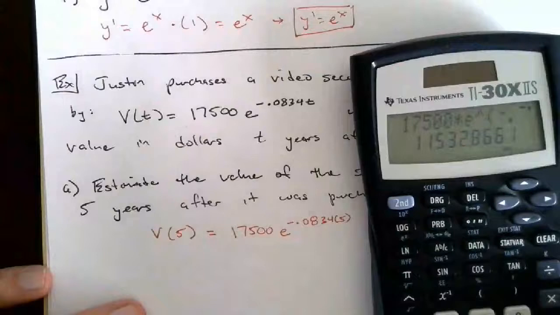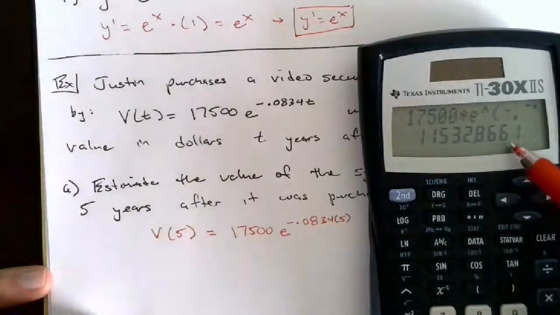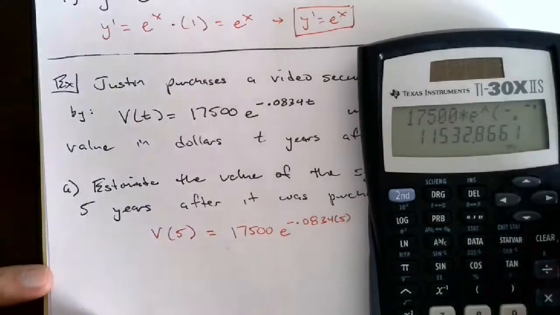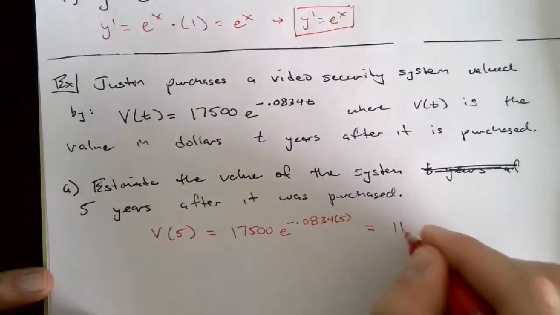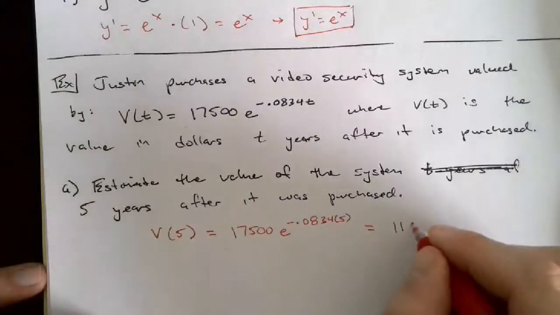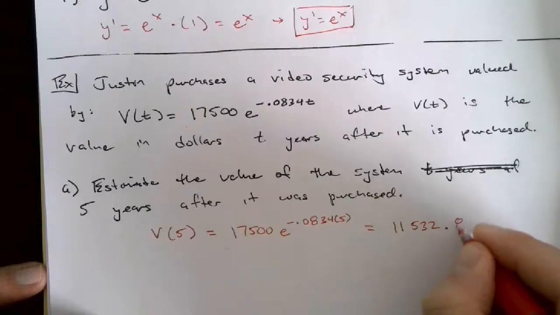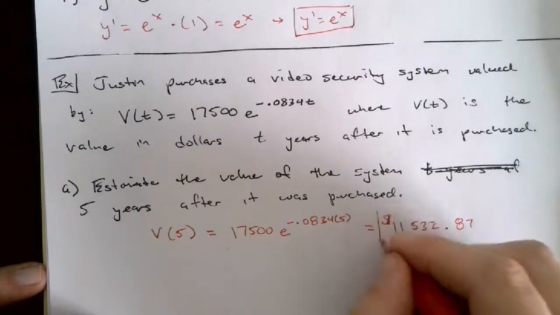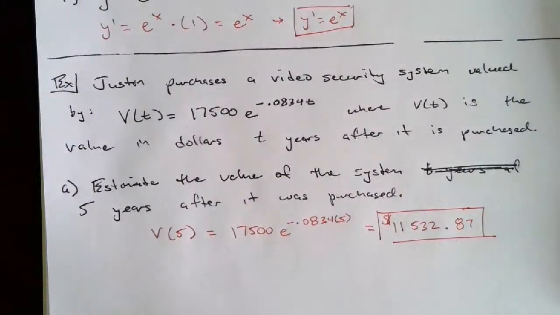So this gives us 11,532.8661. Remember, this is money, so we're going to round to 2 decimal places, so 0.87. So we have this as $11,532.87. So after 5 years, the value of the security system will be $11,532.87.